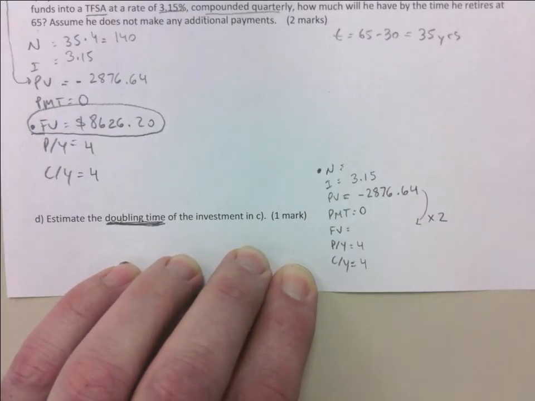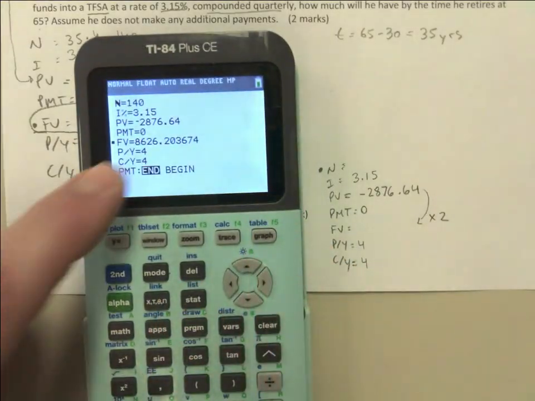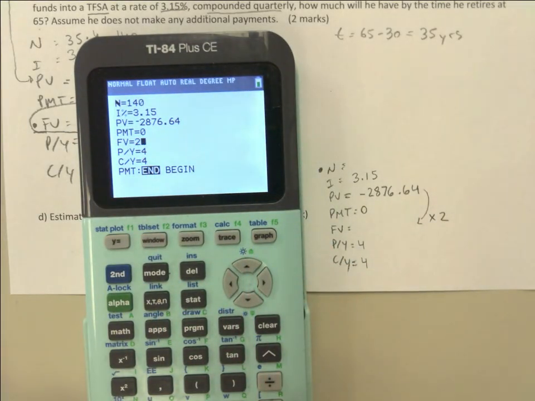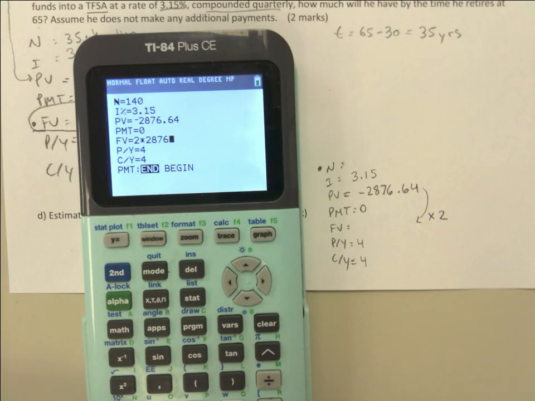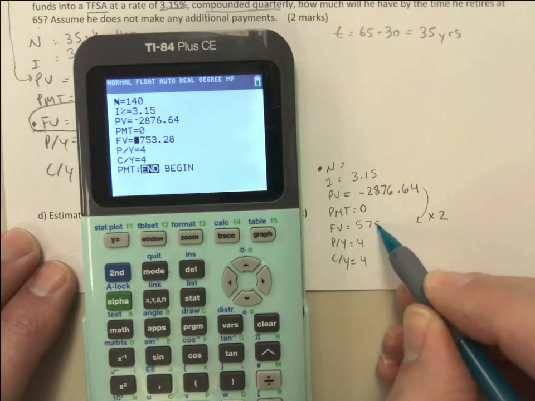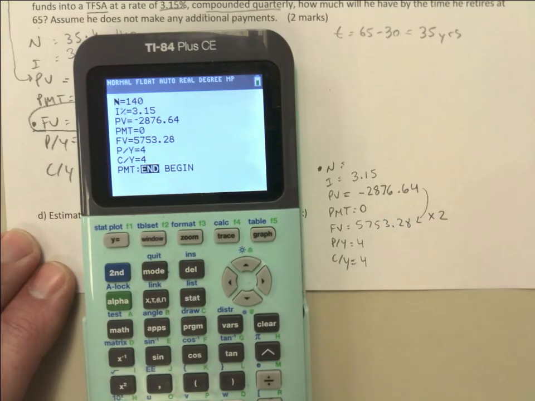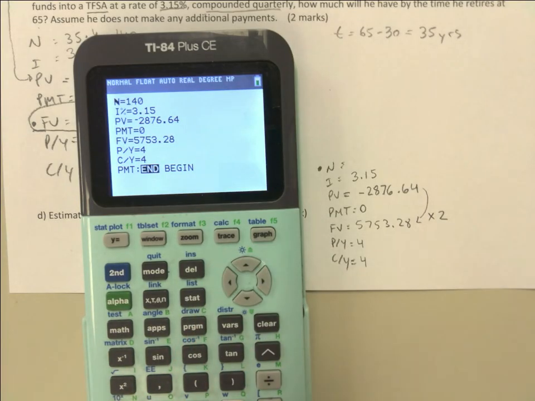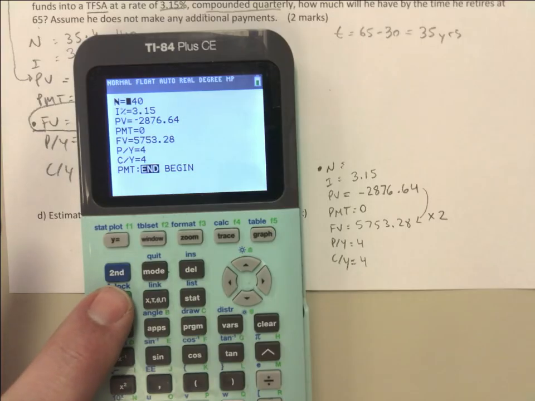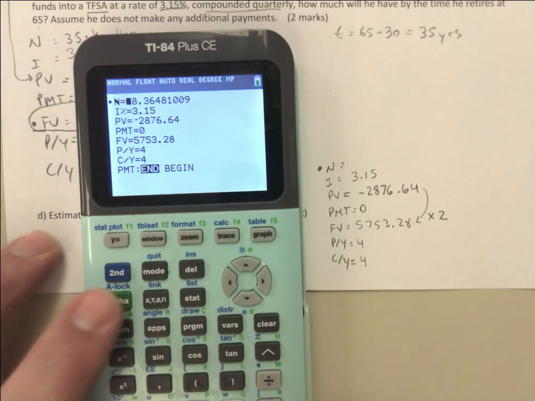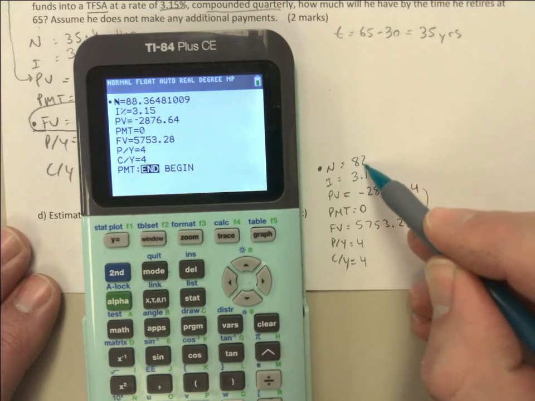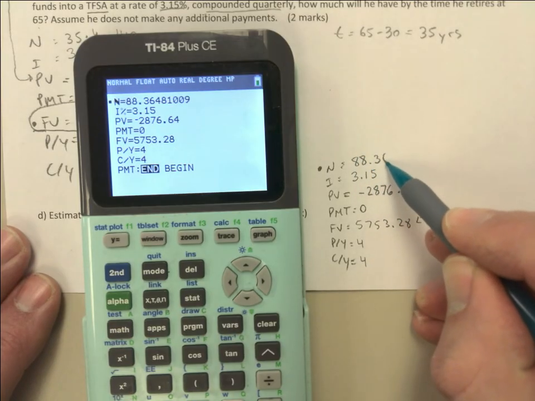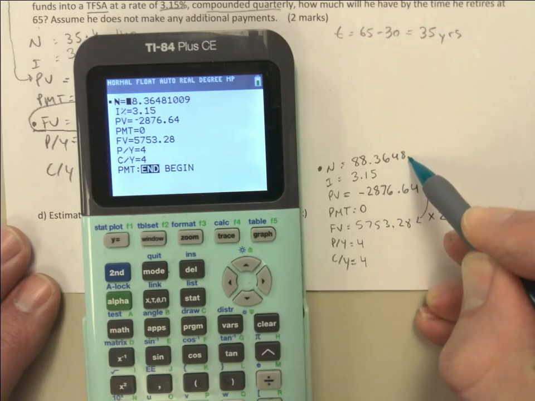Let me just use this on my calculator. Watch what I'm going to do. I'm going to go to future value. I'm just going to go 2 times 2876.64. Enter. And it doubles it for you, right? 5753.28. Now we're going to go all the way up to N. We're going to go alpha, enter. We're getting 88.3648, and that keeps going.